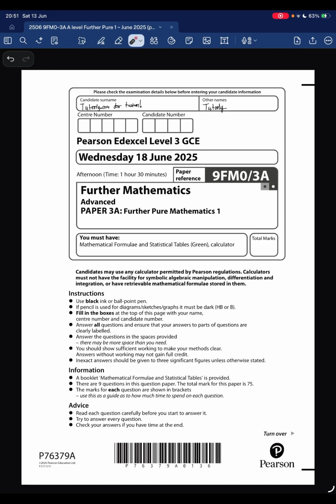Okay, so today I'm going to be going through the FP1 paper 2025 for the exam next week, right?